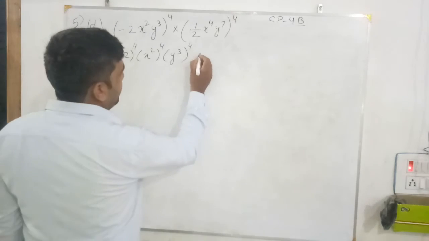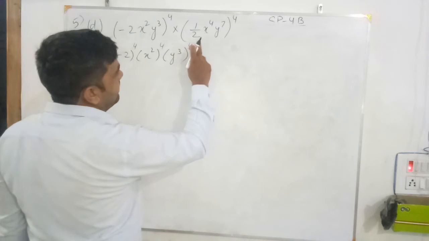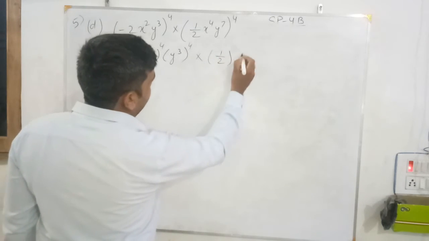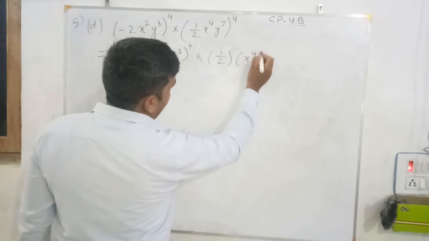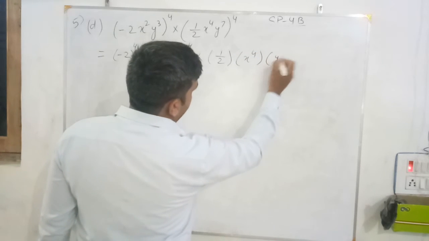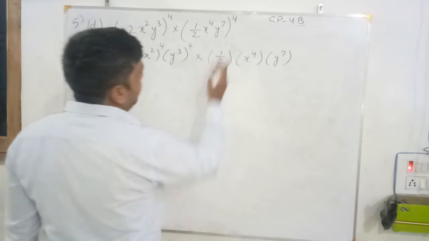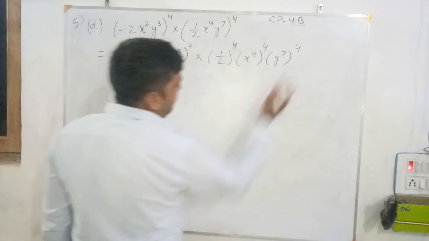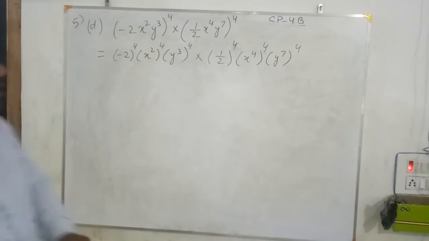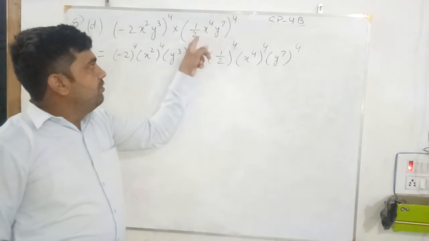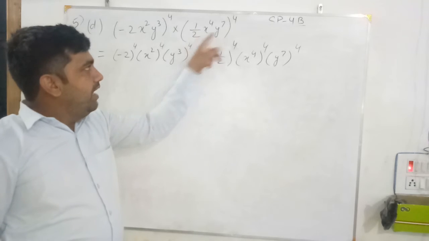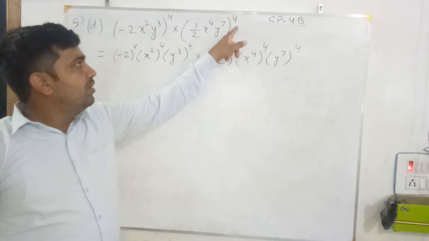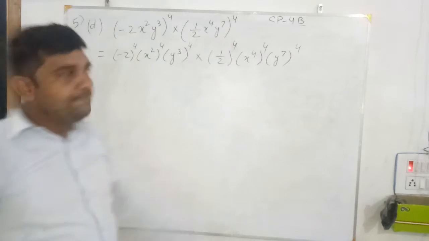Now again here, multiply. Here also you see 3 different bases there. That also you can write, that is 1 by 2, x to the power 4, multiply y to the power 7. Now here the power 4 is common. So raise this power 4 to each different base. I have raised this power 4 to each different base. You can see that this power 4 is for the 1 by 2 also, this power 4 is for the base x to the power 4 also, and this power 4 is for the base y to the power 7 also. Okay.